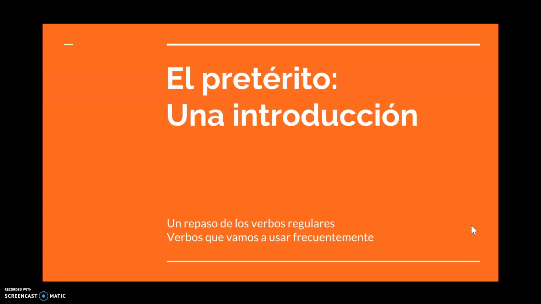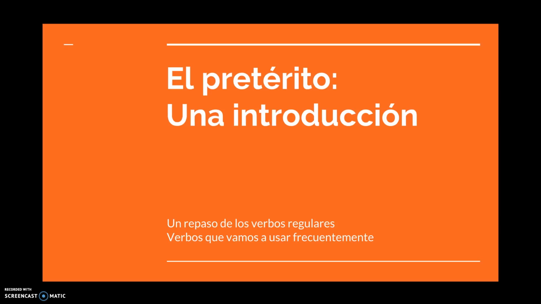Hola! Today, we're going to take notes on how to conjugate verbs in el pretérito, which is one of the two major past tenses in Spanish that we will be studying this year. To some of you, the pretérito may be review, and to some of you, it may also be completely new and something you've never seen before.